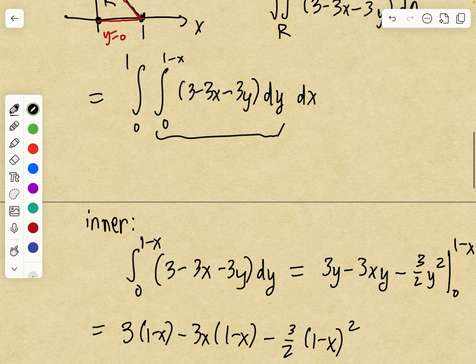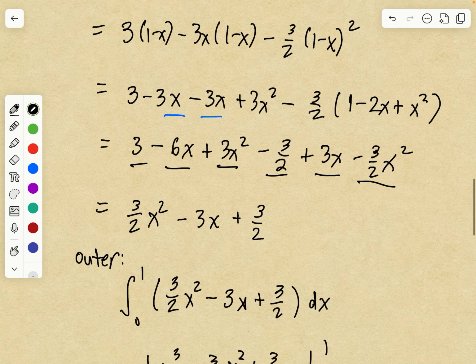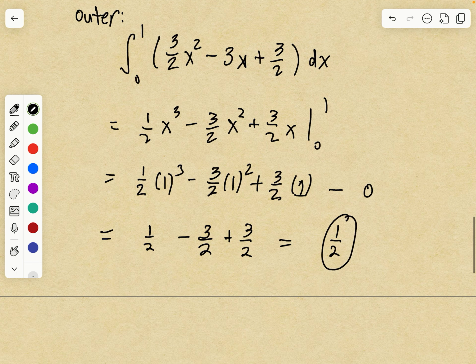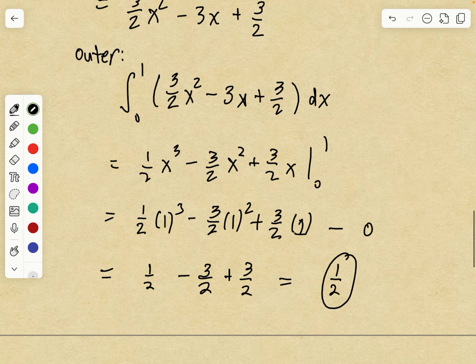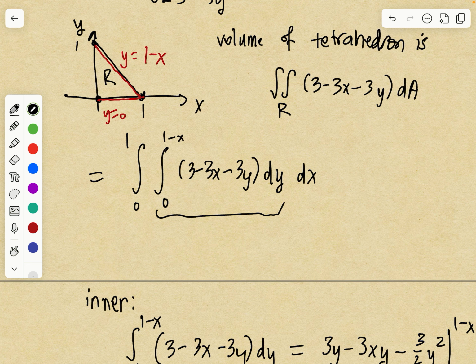Then you set up the bounds with your picture, and then you do the iterated integral, and then you get the answer. Okay. So this is an example of using integrals to find volumes. You could also have done this as a triple integral of 1 over the solid, but when you do the triple integral, the inside integral will just be 3 minus 3x minus 3y. So it ends up being the same thing anyway.